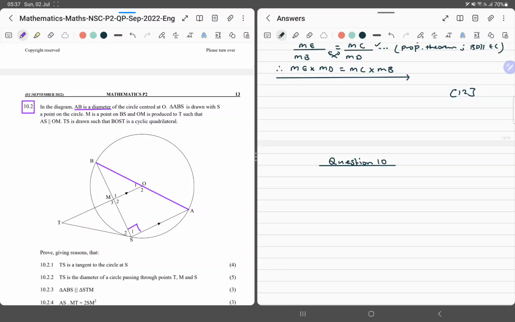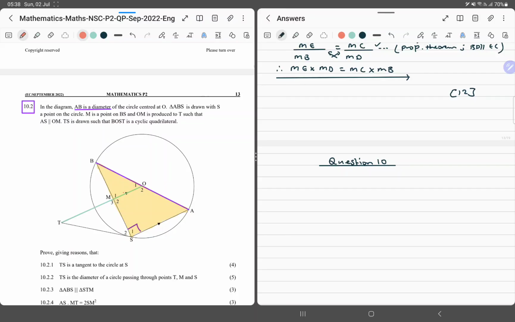And then we're told triangle ABS is drawn. So we've got our triangle ABS, and then we're told S is a point on the circle, yes. M is a point on BS, and OM is produced to T, okay? So when a line is produced, it simply means we've got the same straight line, meaning that whole line is a straight line, okay?